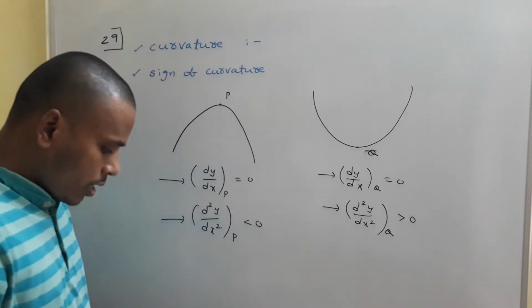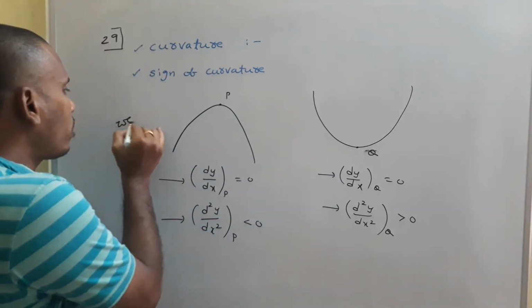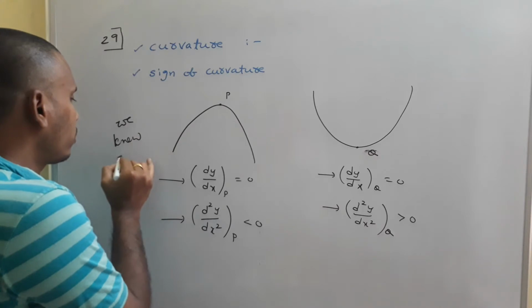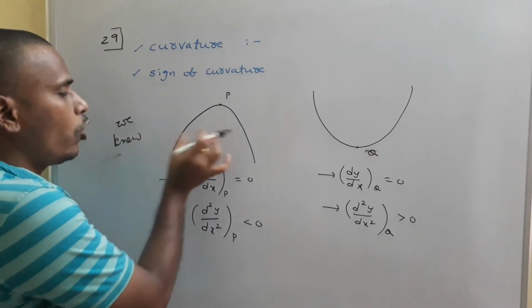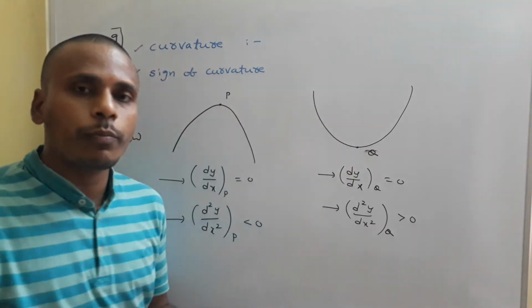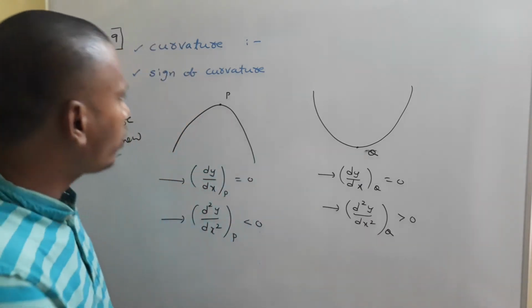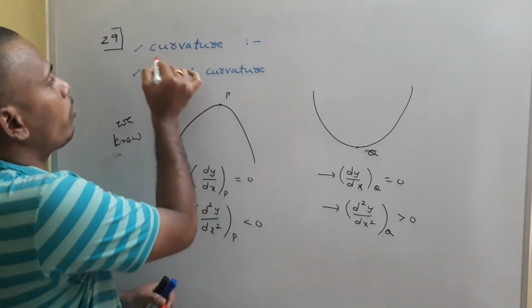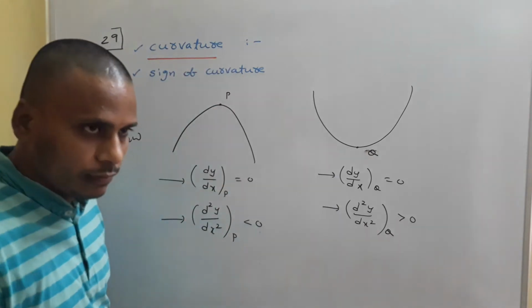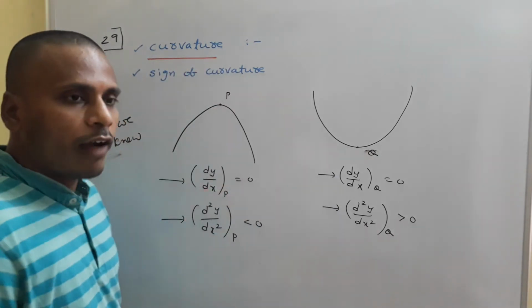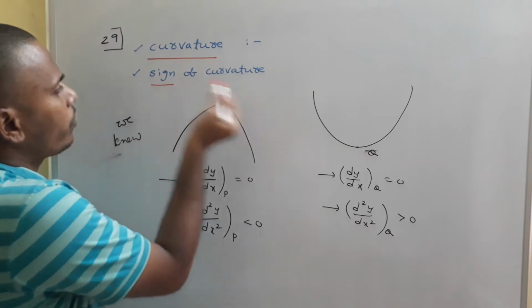Okay, we know about this upper peak, we know about this lower peak, we know about the maximum and minimum points which we learned in our previous class. And now in this class I am going to discuss the curvature of the function. Okay, curvature of the graph of a function and sign of the curvature.